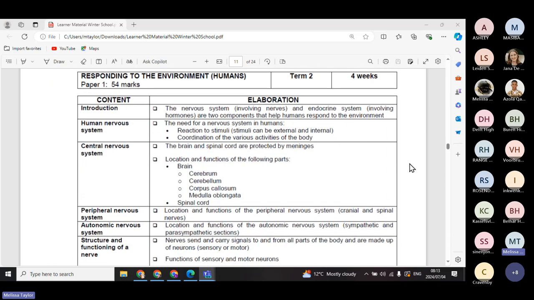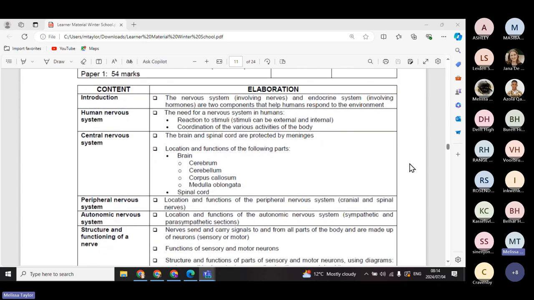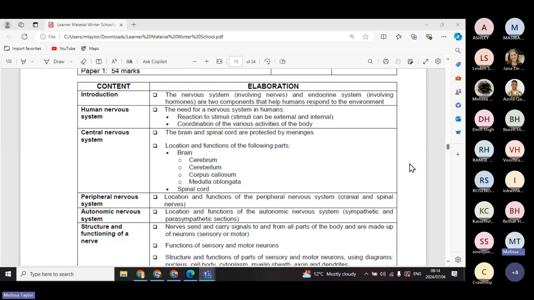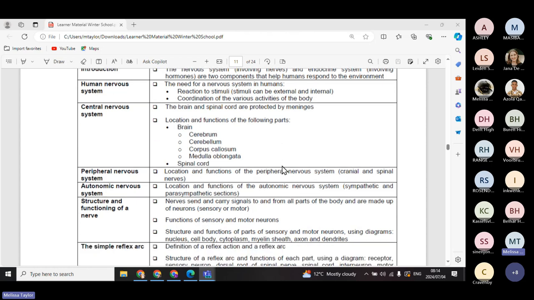Right, a quick little run through of the exam guidelines that you have in your booklets. I think for you, this is on page 11, if you would like to turn there with me. I'm just going to run through this very briefly. So you need to know what the human nervous system is for. And then with regards to the nervous system, it's broken up into the central and peripheral nervous system. And the central nervous system consists of the brain and the spinal cord. And you need to know the location and functions of the different parts of the brain, right? So where they are in a diagram and what they do.